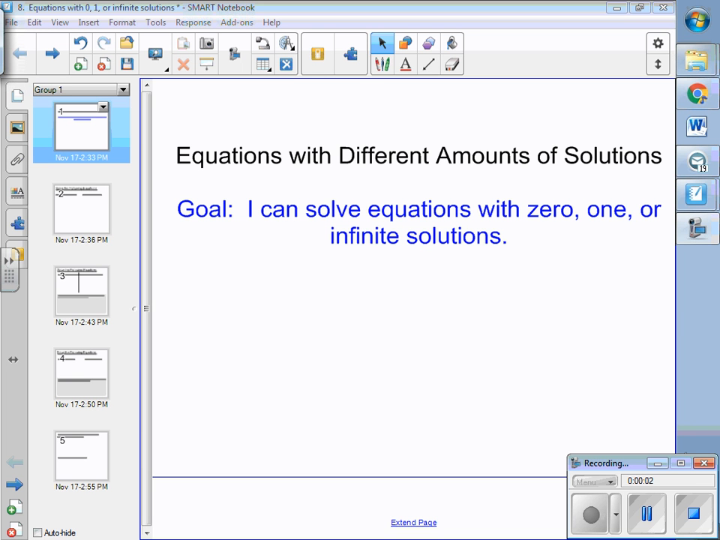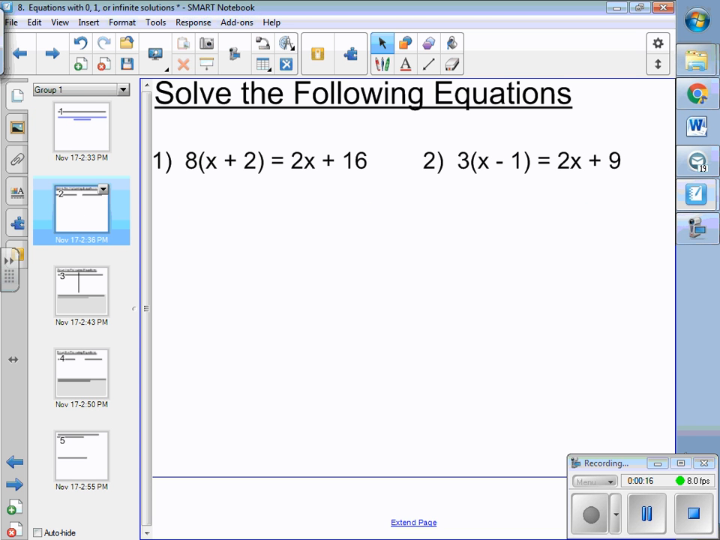Guys, today we are going to do a lesson over equations with different amounts of solutions. The goal is after this lesson you should be able to solve equations with 0, 1, or infinite solutions. So let's get started. Okay, so first we have some examples.